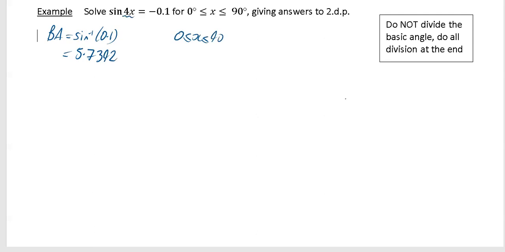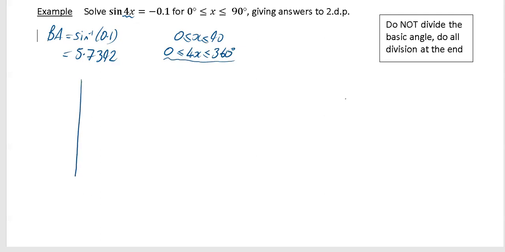Now notice my angle is 4x. So I have to multiply my x by 4 to give you 4x. Then I have to multiply my 0 by 4 to give you 0, and 90 by 4 to give you 360 degrees. So I'm actually going between 0 and 360 degrees instead of between 0 and 90.